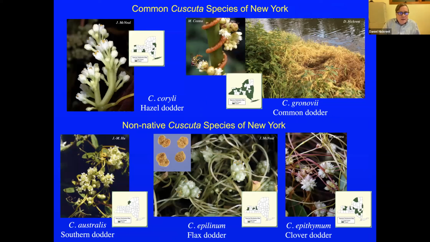Yeah. All right. So one of the most common dodders is Cuscuta gronovii, the one you see on the right over there. In Southern Illinois here, it's blanketing the banks of every major creek, river, and so on, and major lake.